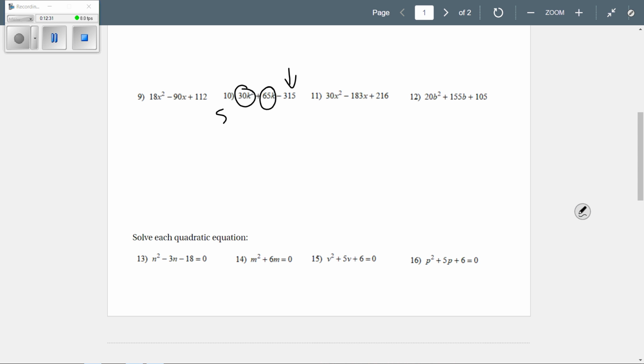So we're going to factor out the 5, and then we're going to do all 3 divided by 5. 30 divided by 5 is obviously 6k squared, plus 65 divided by 5 is 13k, and that's minus 315 divided by 5. I already checked that it was a common divisor. 315 divided by 5 is 63.